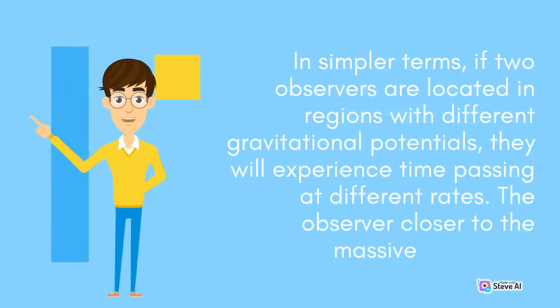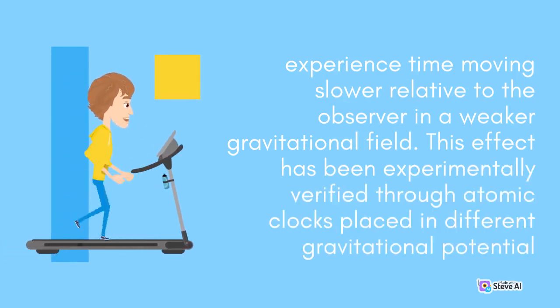In simpler terms, if two observers are located in regions with different gravitational potentials, they will experience time passing at different rates. The observer closer to the massive object will experience time moving slower relative to the observer in a weaker gravitational field. This effect has been experimentally verified through atomic clocks placed in different gravitational potentials.